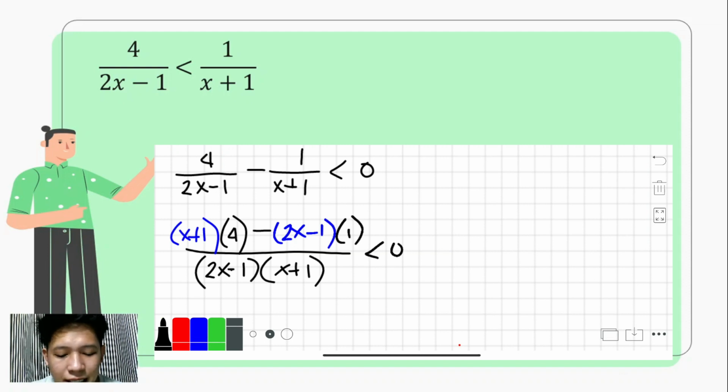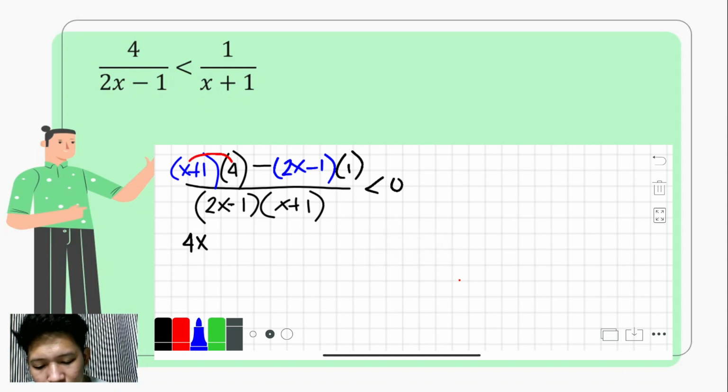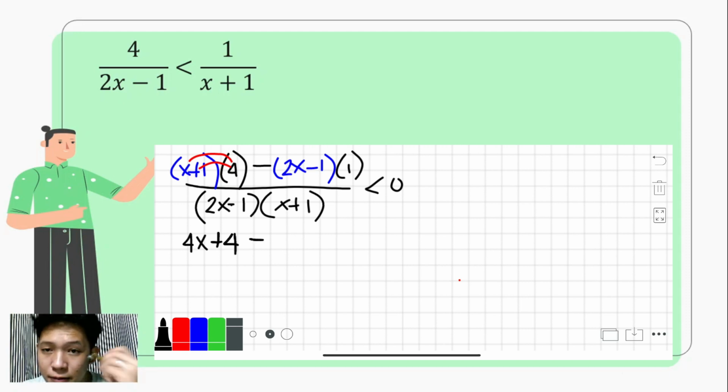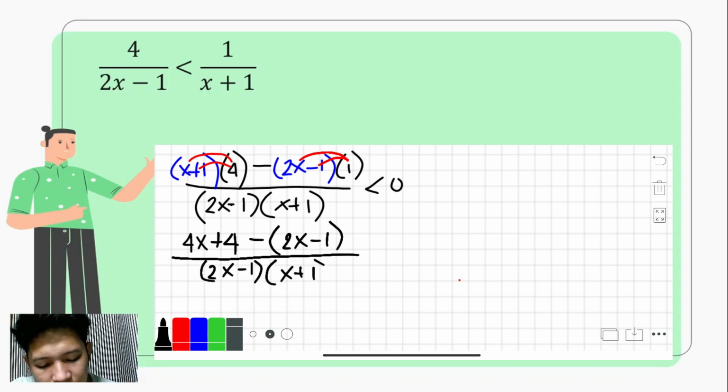And then, after this, we have to simplify. To simplify this, we multiply 4 to x. That would be 4x. And then, we multiply 4 to positive 1. That would be positive 4. And then minus. Do not forget to put parentheses, ha? So we have here 1 times 2x, that's just 2x, and then 1 times negative 1, that's just negative 1. So we have here minus (2x minus 1) over 2x minus 1 and x plus 1 is less than 0.